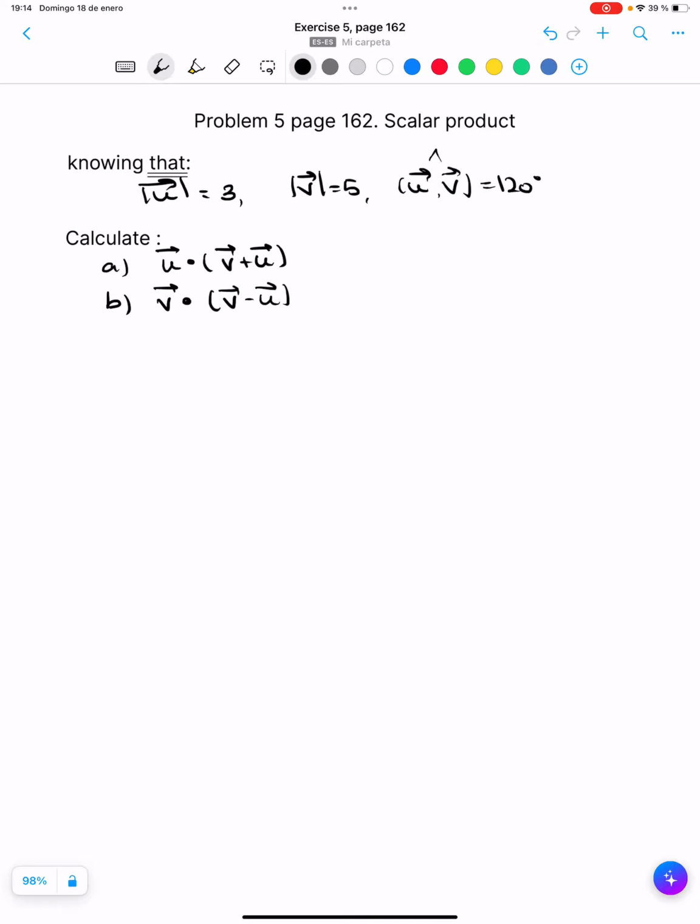Hi, we continue with a new video with vectors. The exercise is number 5 on page 162 and is related to the scalar product again.